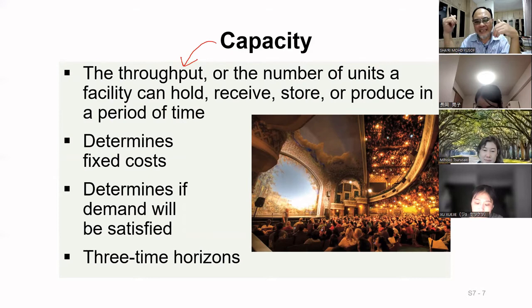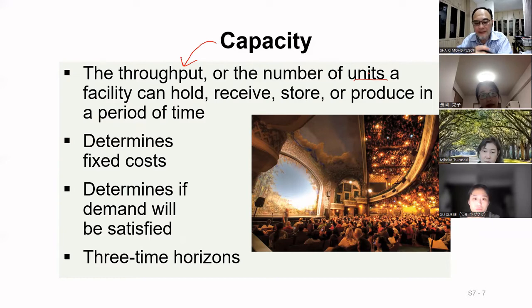Throughput means what can go out from that facility. For example, a bakery making bread has a throughput. Say they can produce 2,000 loaves of bread. So throughput can be the number of units a facility can hold. For example, that stadium just now is the number of units it can hold. It is a capacity. So all these are capacity.